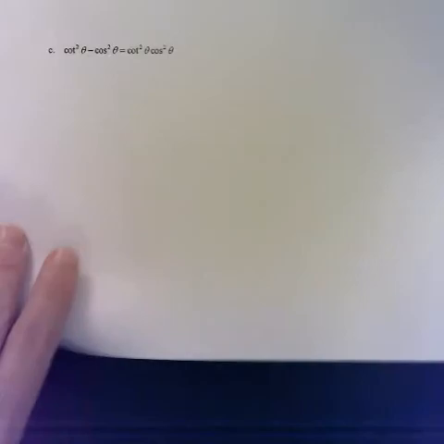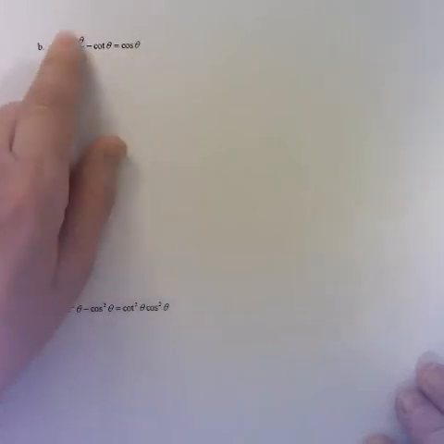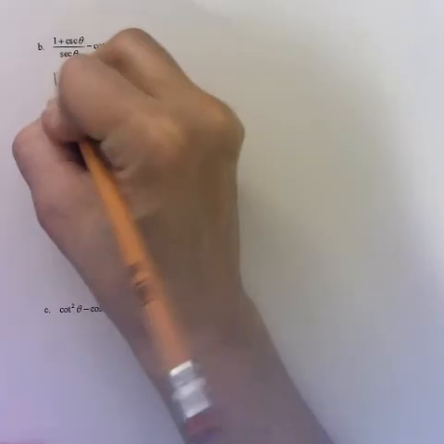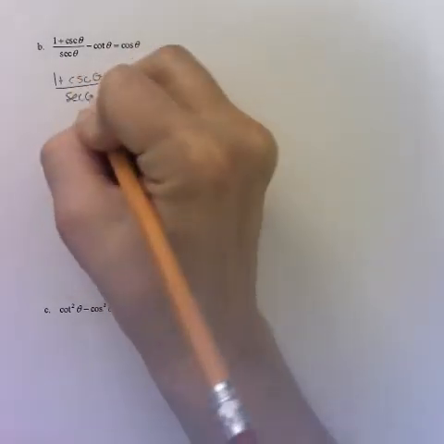Alright, let's do another. Okay, in B, on the right side we only have cosine theta, so obviously not a lot we could do there. So let's pick B. So we got 1 plus theta over secant theta minus cotangent theta.